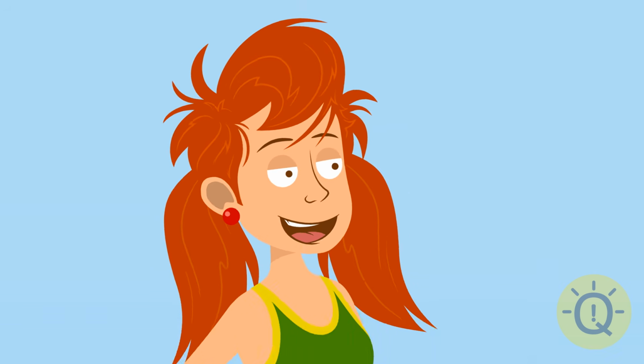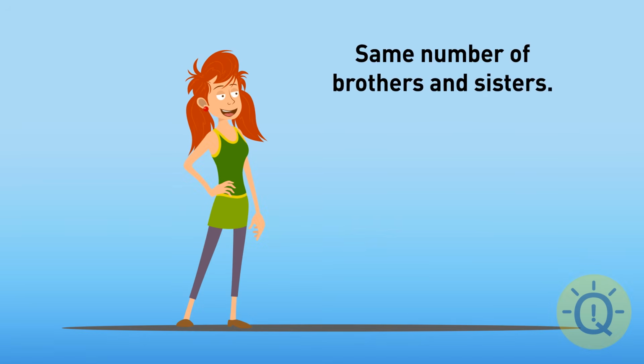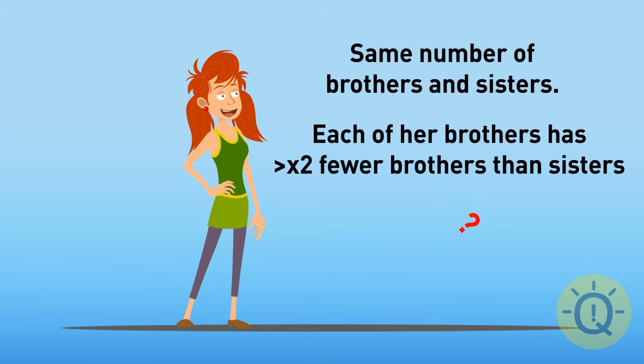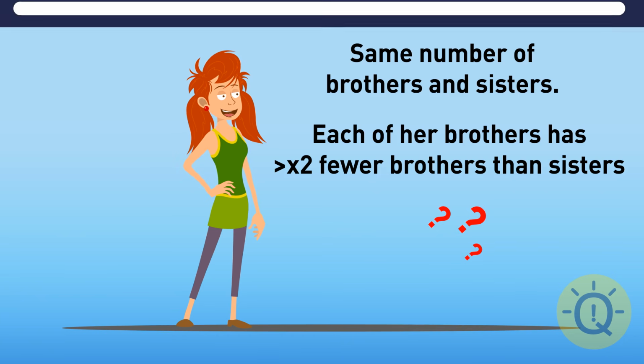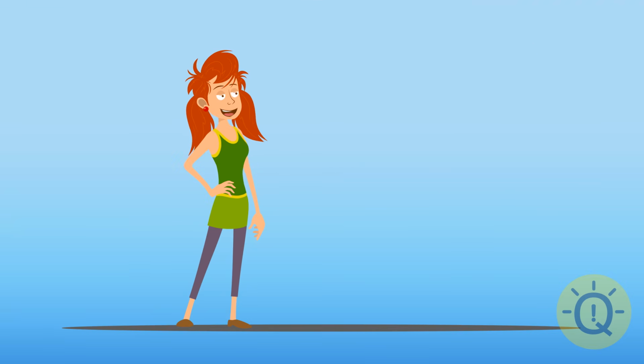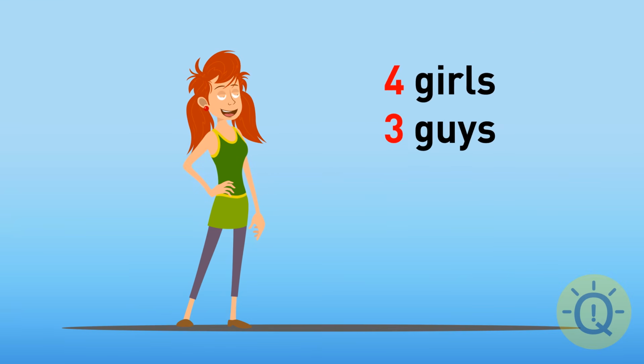A young lady has the same number of brothers and sisters, but each of her brothers has 2 times fewer brothers than the sisters. How many sisters and brothers are there in the family? There are 4 girls and 3 guys in the family.